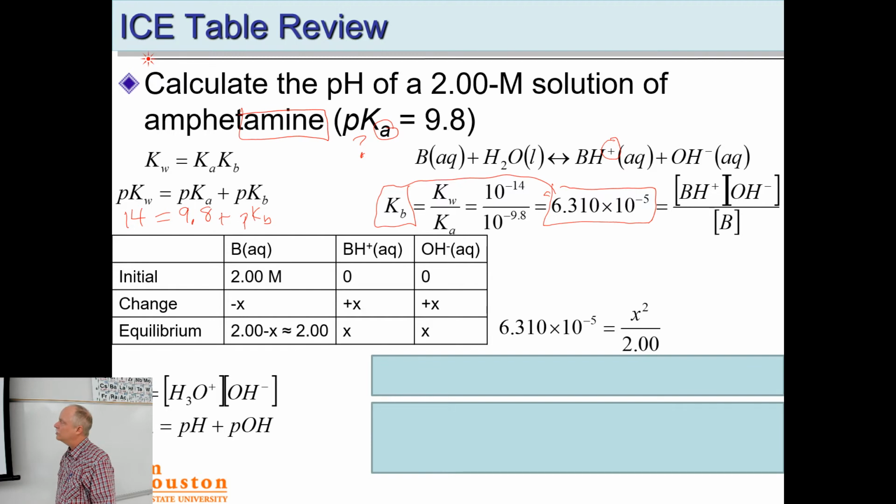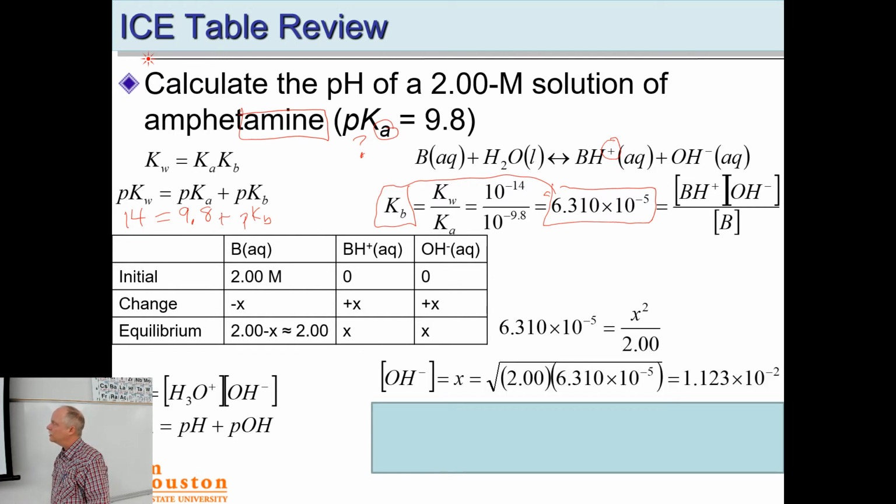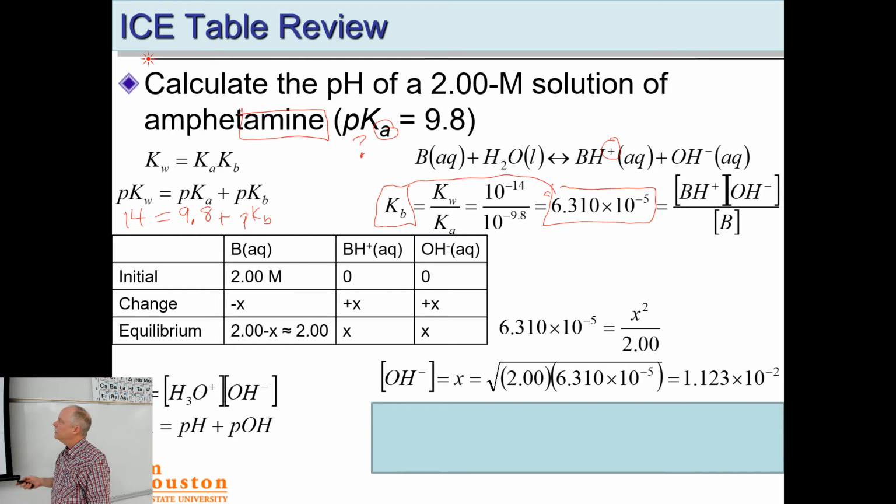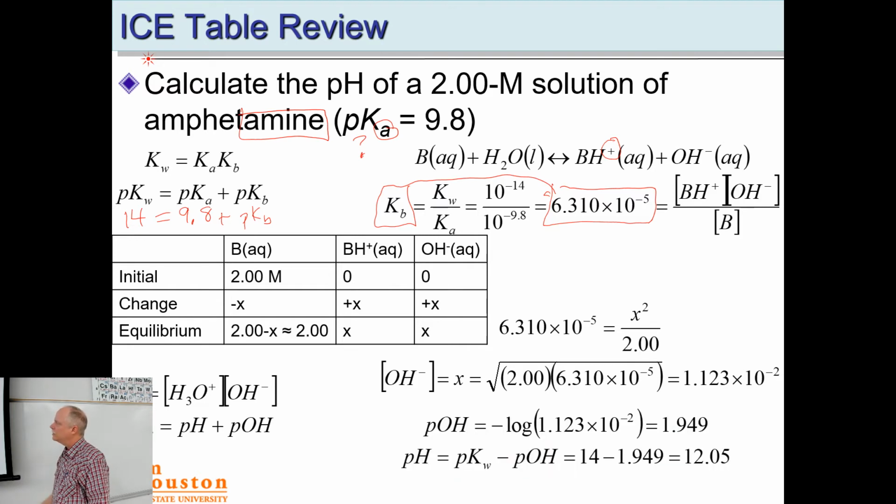So here's our solution for the hydroxide ion concentration, that is X. We have the 2 moved over to the other side, we take the square root, and we end up with this. So this is our pOH. Actually, not the pOH, it's the concentration of OH, and then we take the minus log of that, and we get the pOH. So the minus log of that number, our pOH is 1.949, and so we subtract that from 14, and we end up with 12.05.